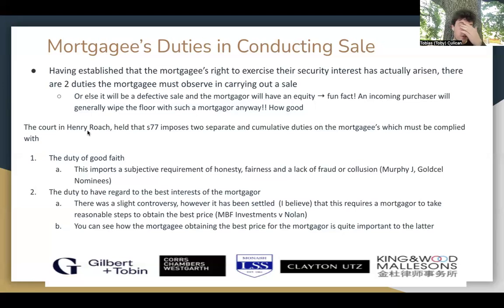The court in Henry Roach held that Section 77 imposes two separate and cumulative duties on the mortgagees, which must be complied with. First, the duty of good faith. This imports a subjective requirement of honesty, fairness, and a lack of fraud or collusion. That comes from Justice Murphy in Gold Cell Nominees before he was on the High Court.